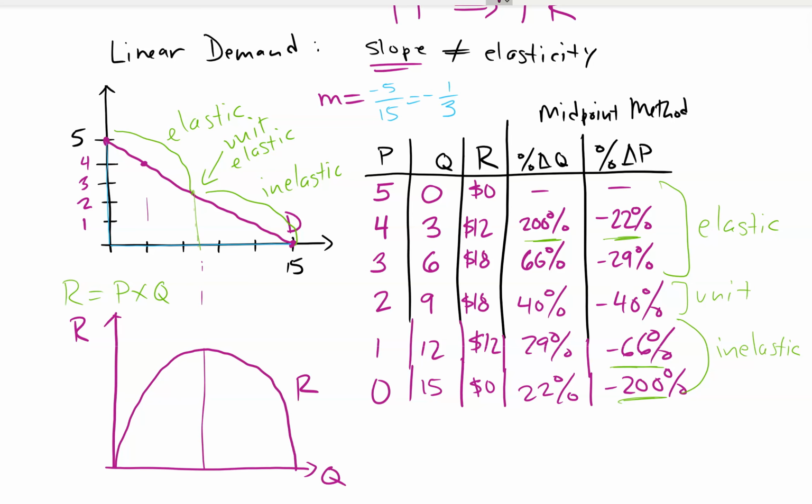So it also matches that. The center that's unit elastic will be the top of the curve of revenue. And in between, it's going to go up, and then it's going to go back down. It's going to have this quadratic shape.